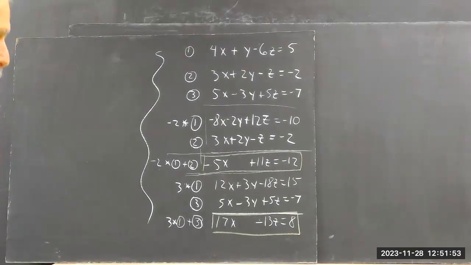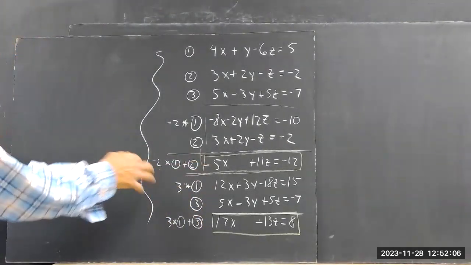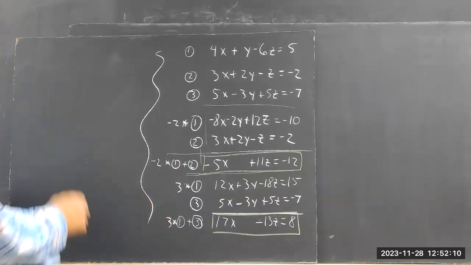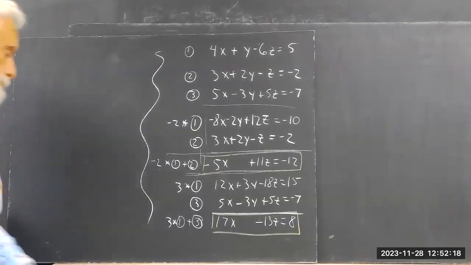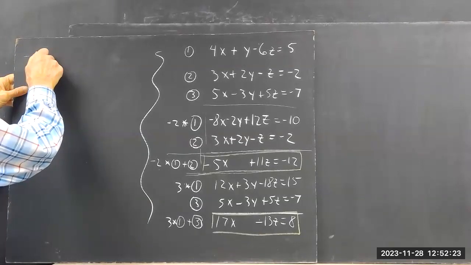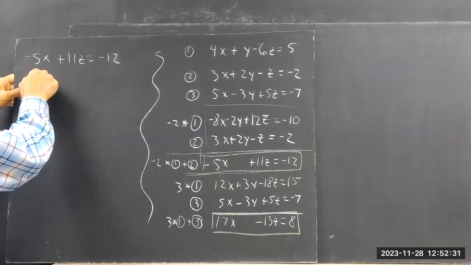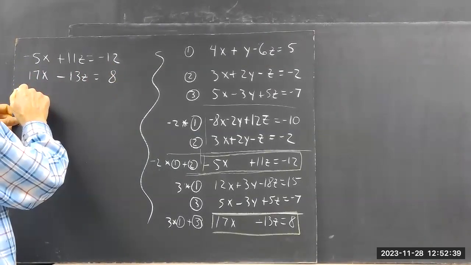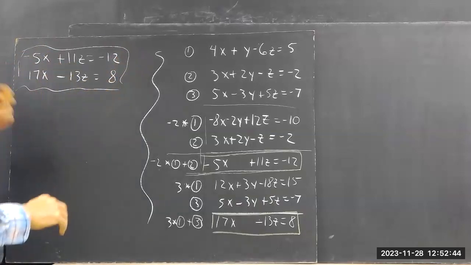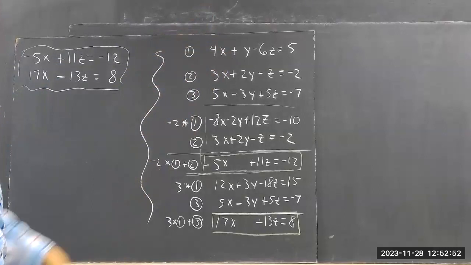I'm going to take, and we did this before, so I'm going to do this rather quickly. I'm going to first write out this system of 2 equations that we get here in matrix form. Now, my system of 2 equations is -5x plus 11z equals -12, and 17x minus 13z equals 8. So if I can solve this system, I'll get an x and a z that I can plug into one of the original equations and solve for y.